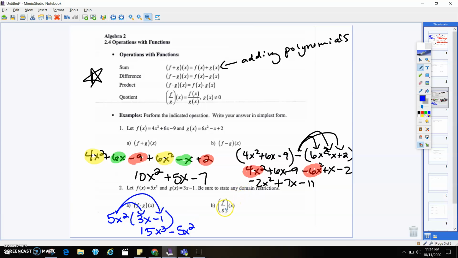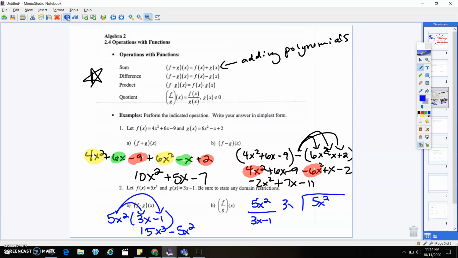Next, we've got f divided by g of x. So we're going to take f, which is 5x squared, divided by 3x minus 1. Okay? Now, you could divide this completely out. Normally they just want you to write it like this, but sometimes they actually want you to put it inside the little house and actually perform this division. For right now, just leaving it in fraction form is okay.